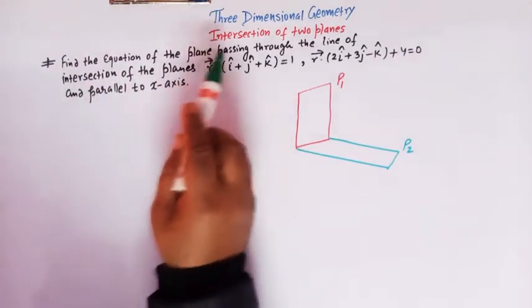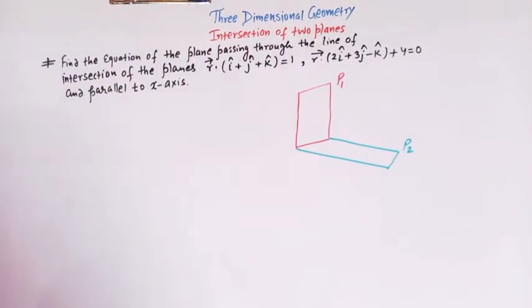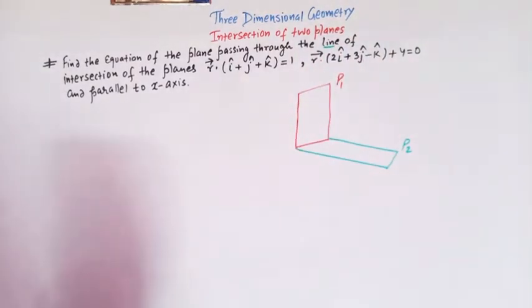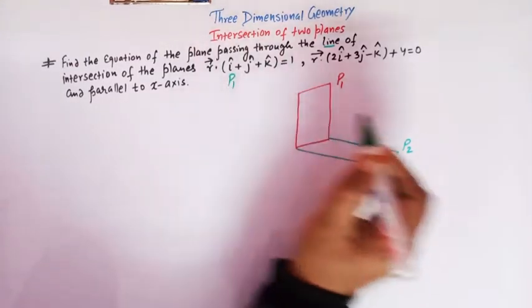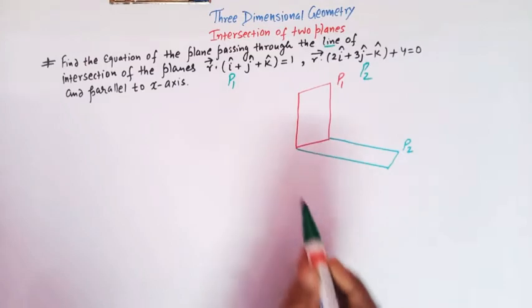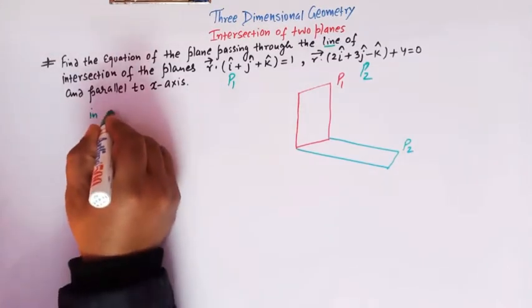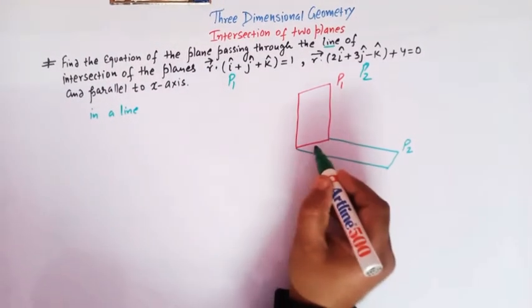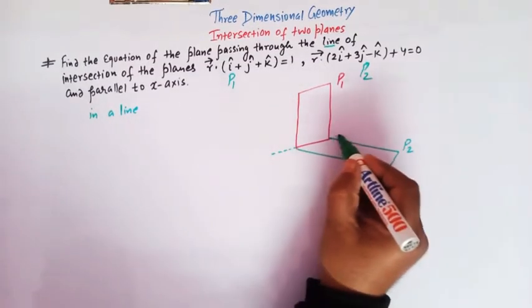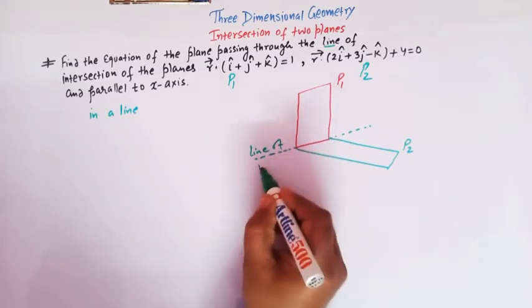Now we have to find the equation of the plane which passes through the line of intersection of the planes. Whenever two planes intersect, here this plane is P1 and this plane is P2, whenever two planes intersect in three dimensions, they always intersect in a line. So the line of intersection of planes is this.